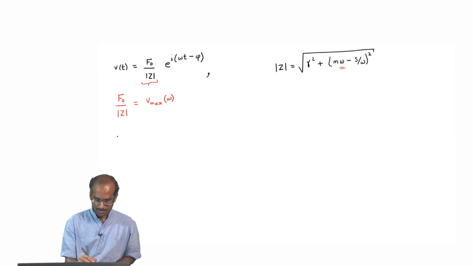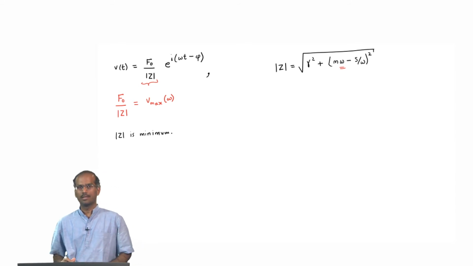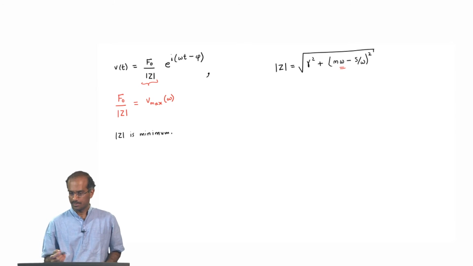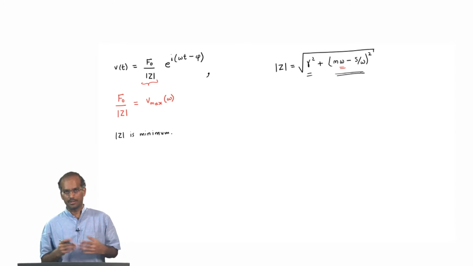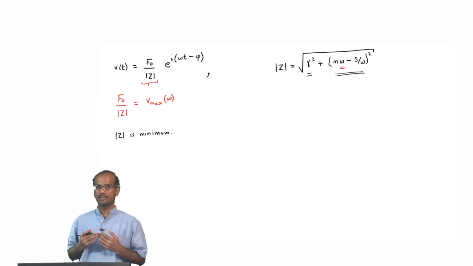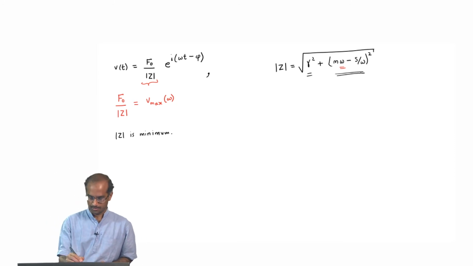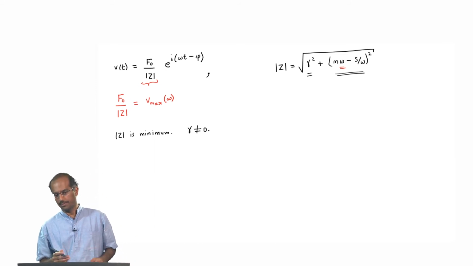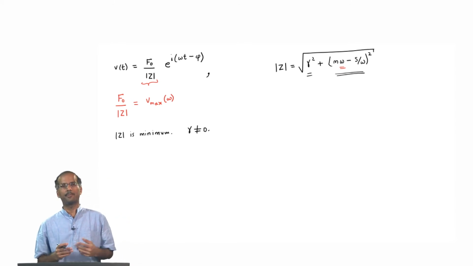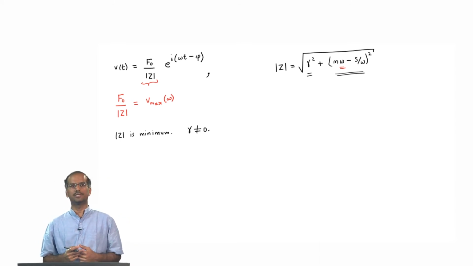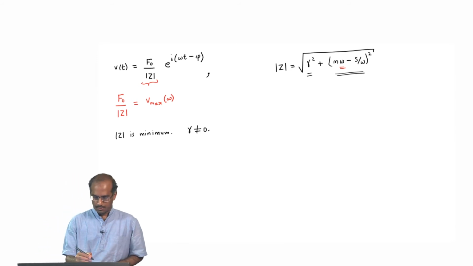will happen when mod z is minimum, and mod z itself will be minimum when, of course, both this gamma and these two terms are equal to 0, but then we know that we have assumed that there will be a dissipation. So, gamma is not equal to 0, in which case mod z will be minimum when this quantity m omega minus s by omega is equal to 0. So, let us rewrite it slightly differently.